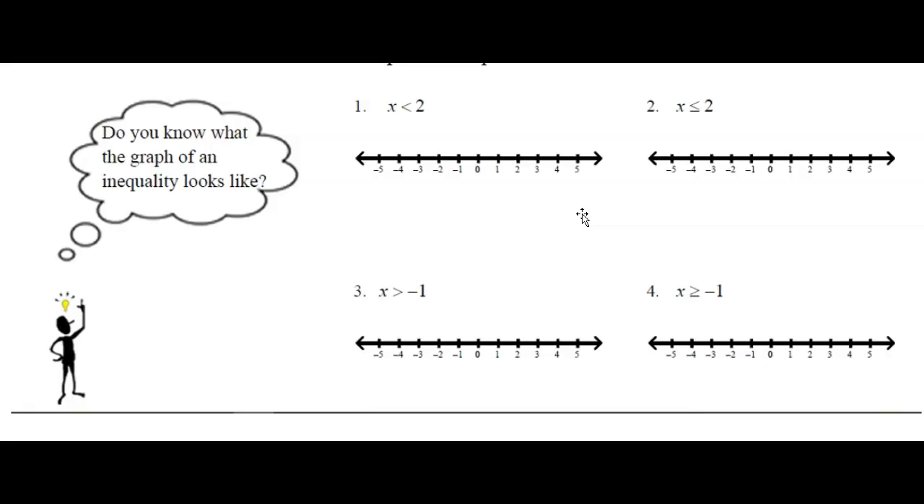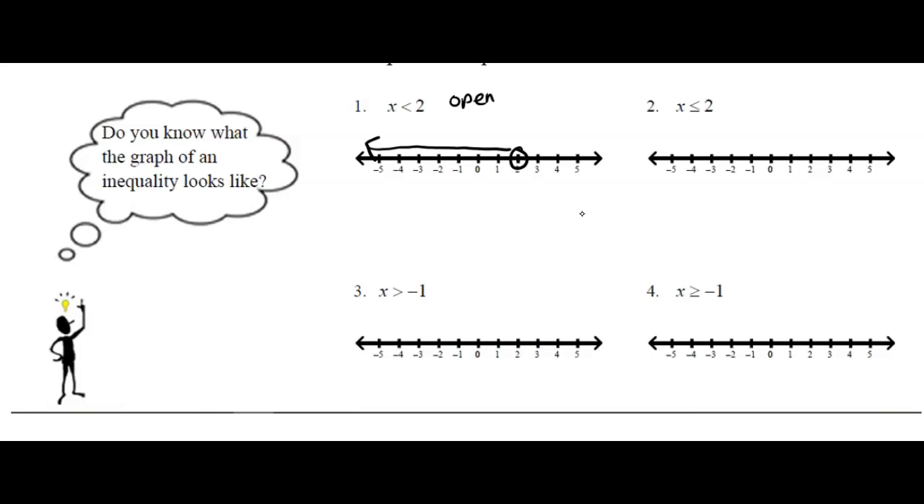So this reads as x is less than 2. I want all numbers that are less than 2. So this is an open circle. The reason it's open is because 2 is not included as a part of the solutions. So I got all numbers, and then usually I draw my arrow right above. I'm going to show some different ways to do this. So that works there. My solution is all numbers less than 2.